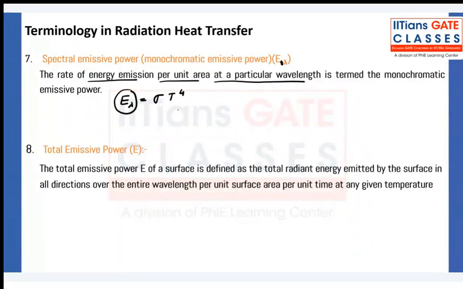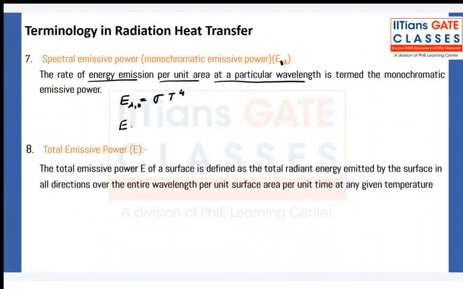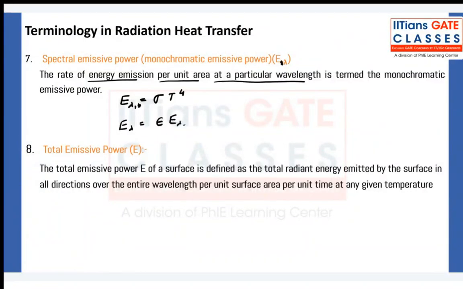Now, this is for black body. For a real body, you need to multiply it by emissivity: E lambda B or emissivity, Stefan Boltzmann's constant, T to the power 4. And the unit is what? Can you tell me what is the unit of energy emission?